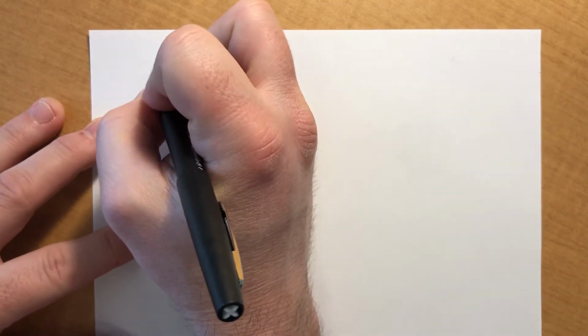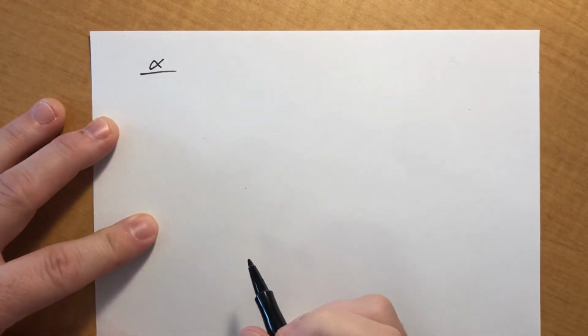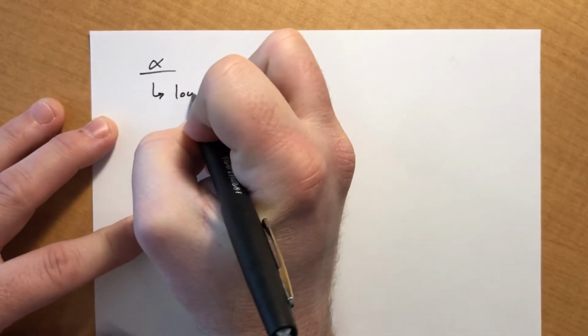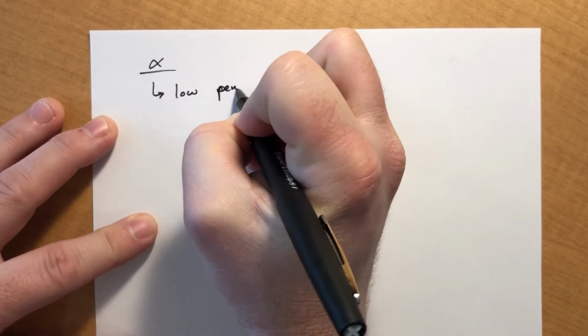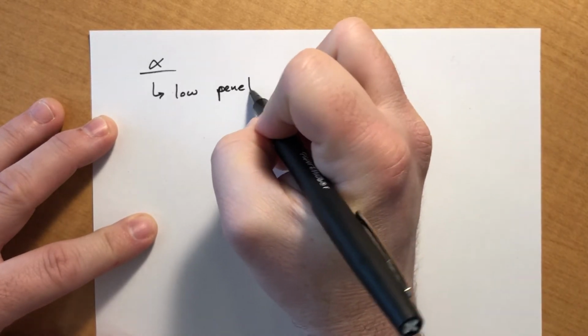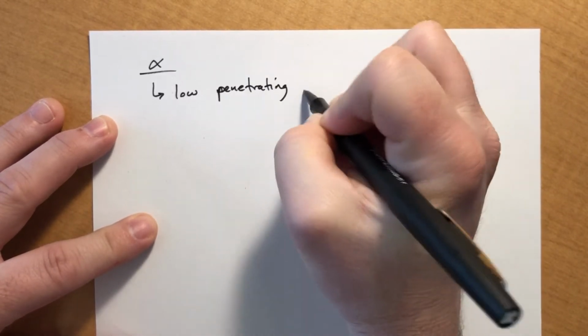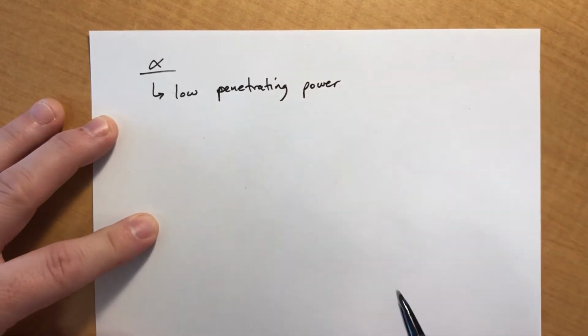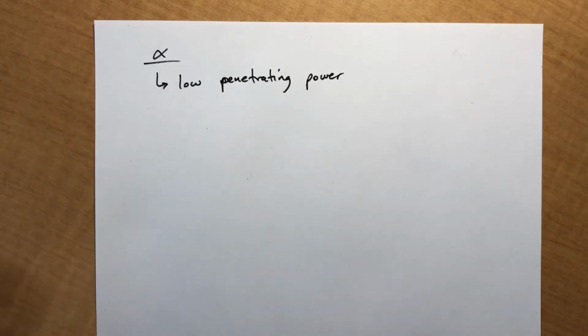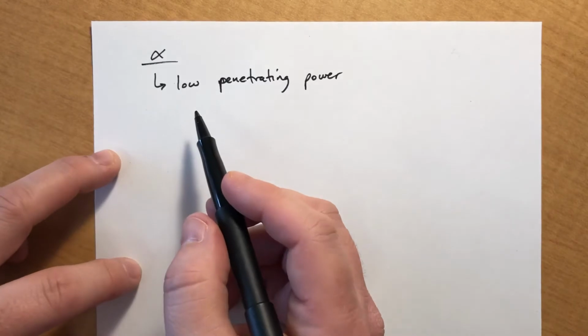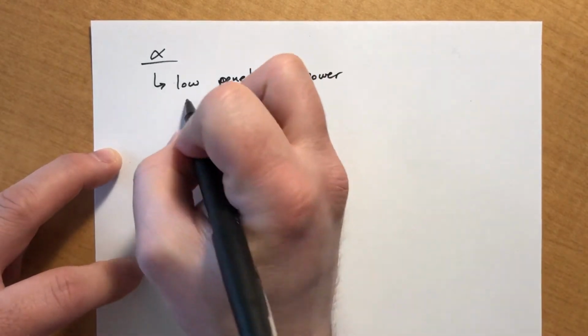So I guess I'll write this up here. For alphas, they have low penetrating power, which we've never had to worry about anything like that before. What we mean is, typically when we deal with radiation, we are trying to avoid getting exposed to radiation. So we want to know, how do we stop it? Well, it turns out that alpha particles are stopped really, really easily.